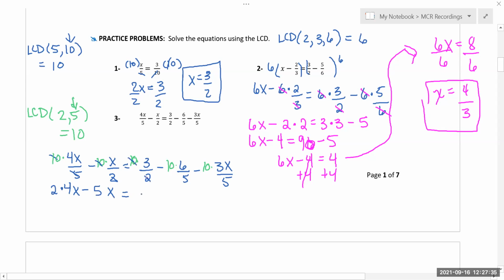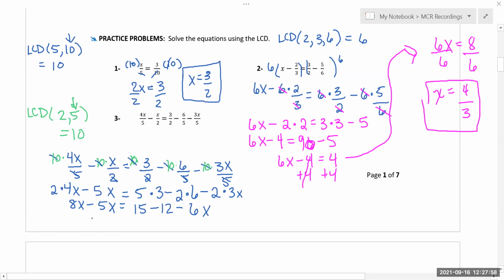Equals 10 divided by 2 is another 5. Leave the 3. 10 divided by 5 is 2. Leave the 6. 10 divided by 5 is still 2. Leave the 3x. So this turns into 8x minus 5x equals 15 minus 12 minus 6x.